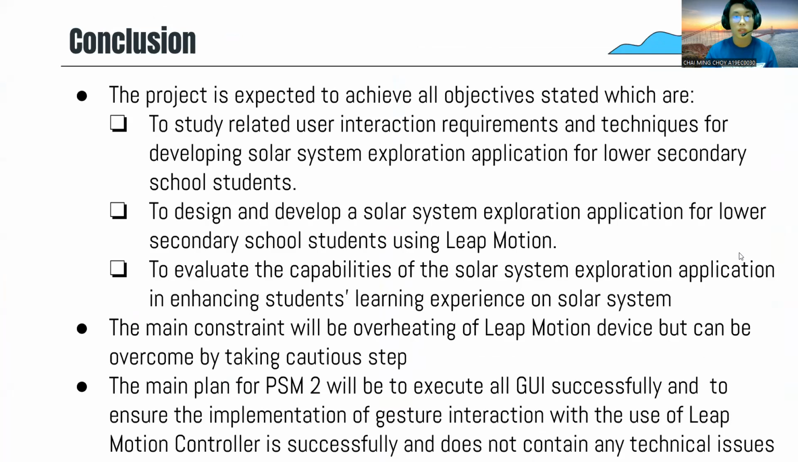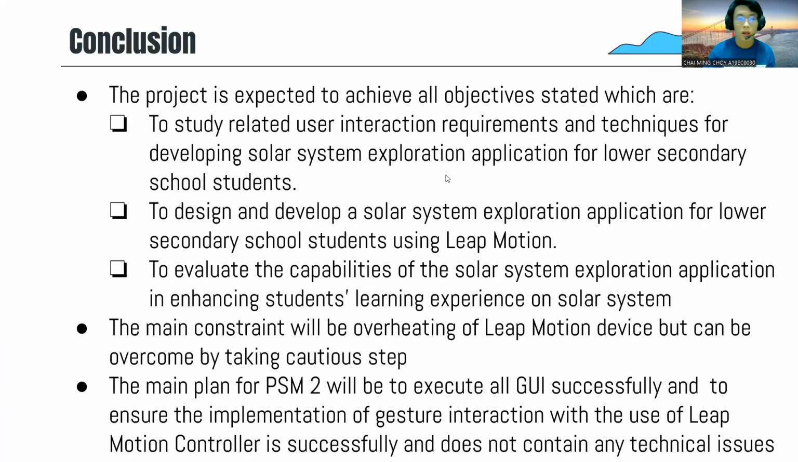Lastly, as a conclusion, this project is expected to achieve all the objectives stated, which are to study the related user interaction requirements and techniques for developing a solar system exploration application for lower secondary school students, and also to design and develop a solar system exploration application for lower secondary school students by using Leap Motion. And lastly, to evaluate the capability of this system in enhancing the students' learning experience on the solar system topic.